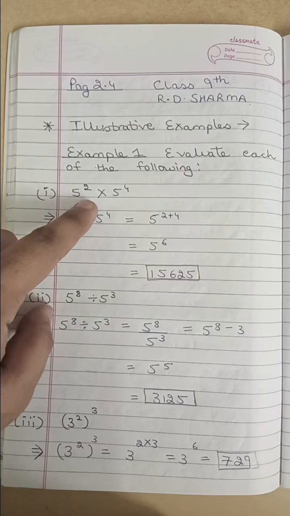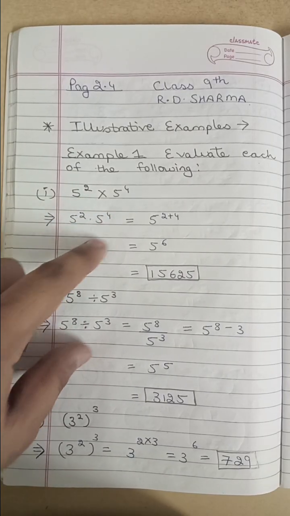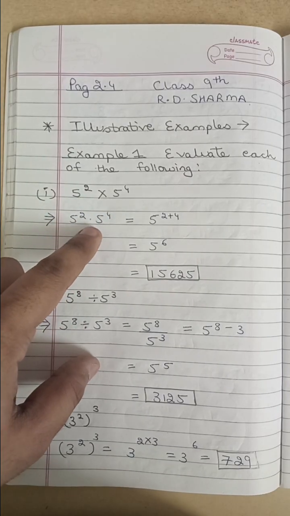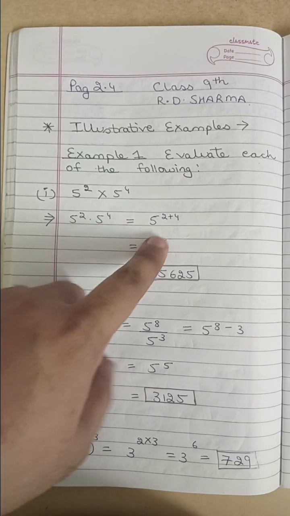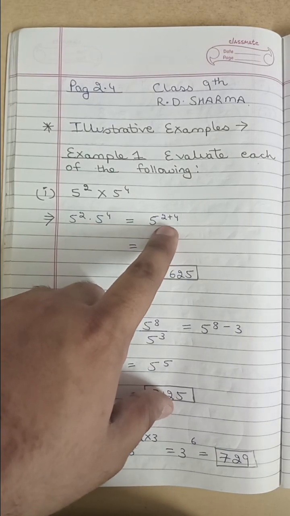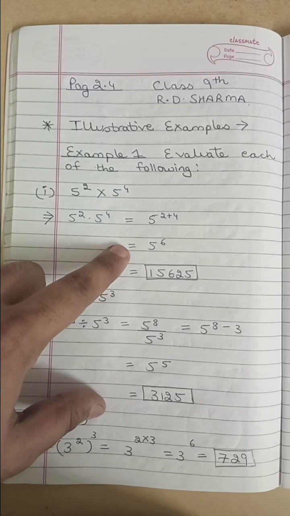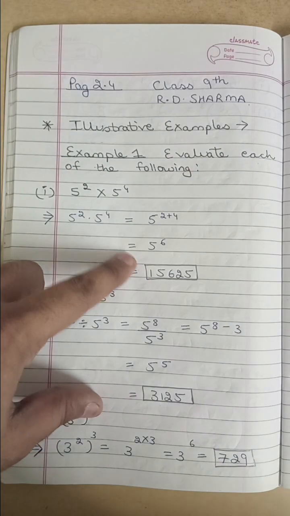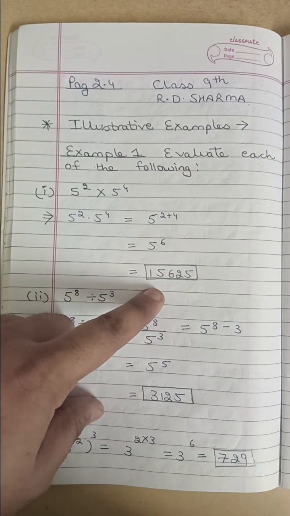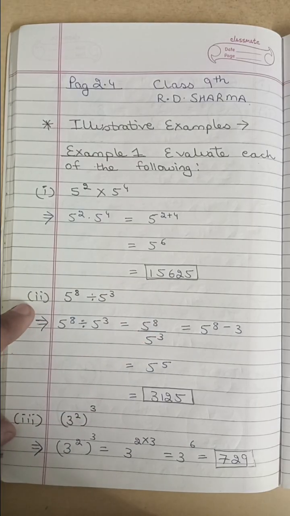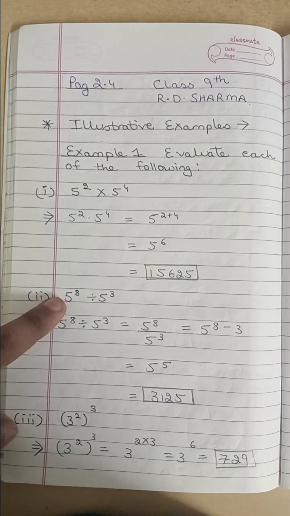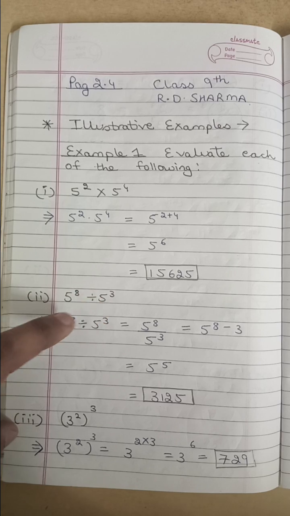First, 5 raised to power 2 into 5 raised to power 4. So that becomes 5 raised to power 2 into 5 raised to power 4. Powers get added, 5 raised to power 2 plus 4, which becomes 5 raised to power 6, which comes out to be 15625. Second, 5 raised to power 8 divided by 5 raised to power 3.